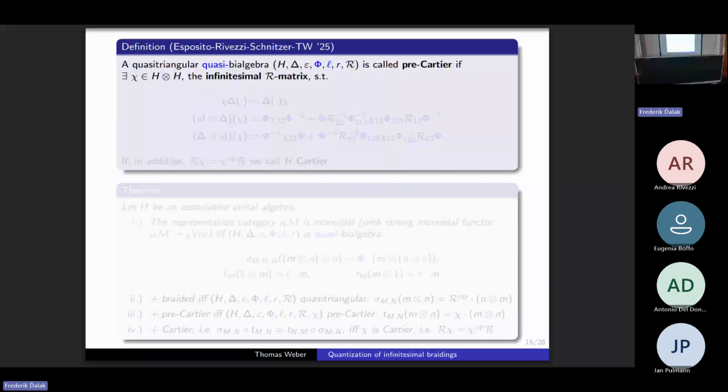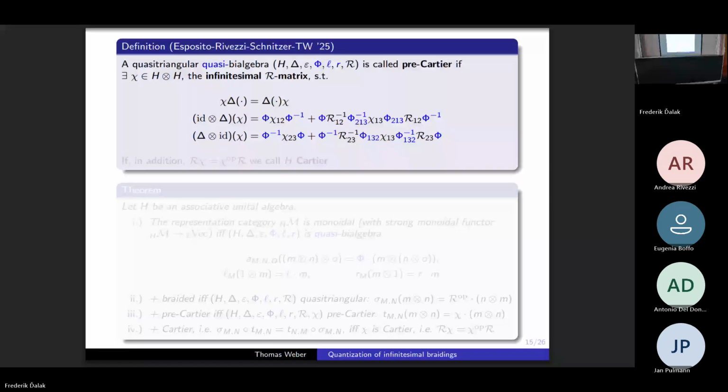And then, using the same approach, we can cook up a definition of what an infinitesimal R matrix is in this setup. If you are starting with a quasi-bialgebra rather than a bialgebra, then you can simply make this definition that you want some chi satisfying these equations here. And again, don't look at the blue part, only look at the black part. This is what we had in the previous slides. We're just mixing it up using this. And okay, this is the Cartier condition, a small theorem that you can prove.